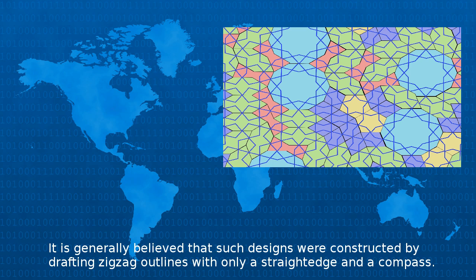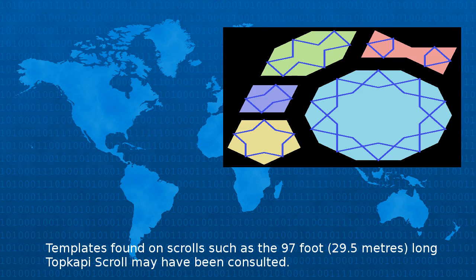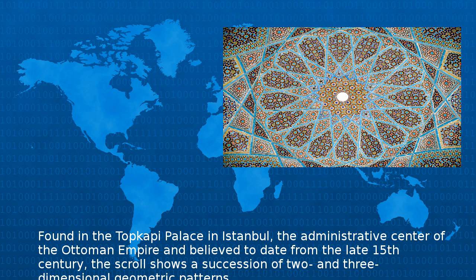It is generally believed that such designs were constructed by drafting zigzag outlines with only a straight edge and a compass. Templates found on scrolls such as the 97-foot, 29.5 meters, long Topkapi scroll may have been consulted, found in the Topkapi Palace in Istanbul, the administrative center of the Ottoman Empire and believed to date from the late 15th century. The scroll shows a succession of 2- and 3-dimensional geometric patterns.